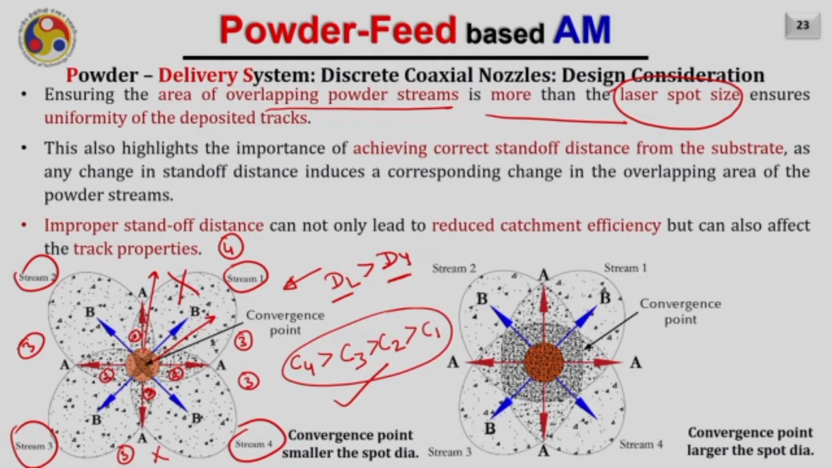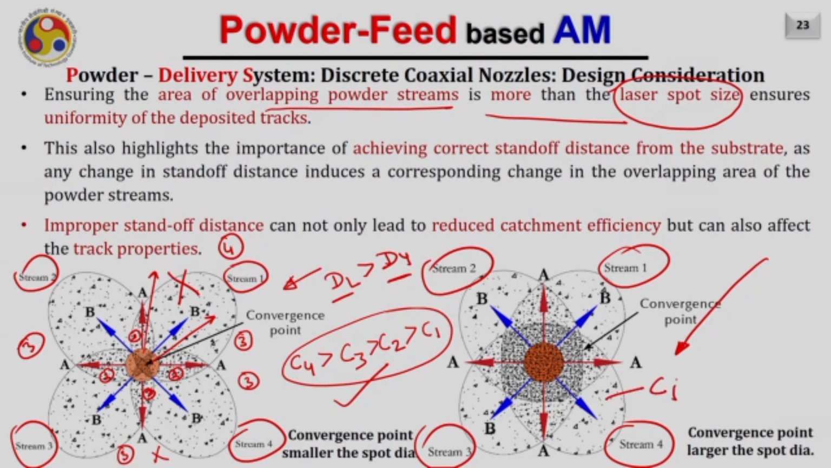What we want is uniform powder concentration inside the laser spot. So the desirable case is shown here in this diagram. Now you can see we have stream 1, stream 2, stream 3 and stream 4, and they are all getting merged. They are getting merged in this zone. Let me rewrite it, this is the zone. This is zone 1 where only one powder stream is there. This is the zone where two powder streams are merged, and this is the zone where three powder streams are merged, and this is the zone where four powder streams are merged.